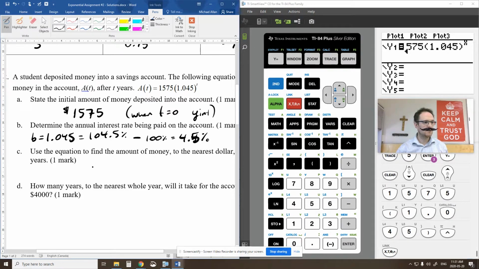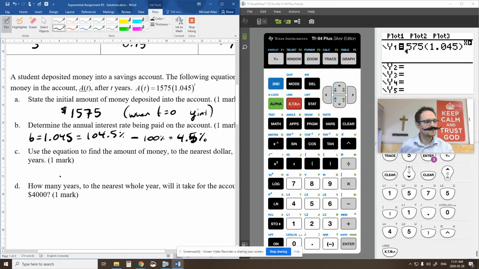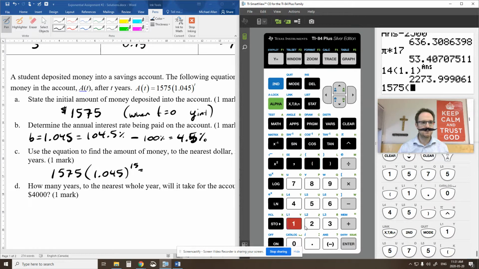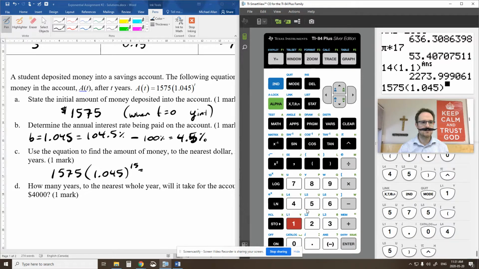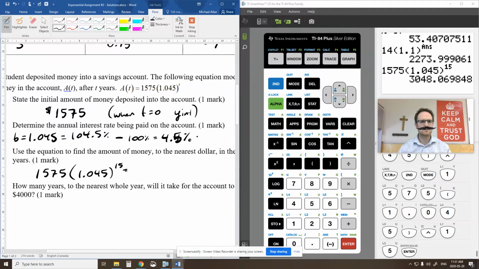Not bad so far. Use the equation to find the money to the nearest dollar after 15 years. So it says use the equation. I guess you could use the graph as well, but you just put down 15 years here, right? So 1575 times 1.045 to the power of 15. After 15 years, oh, he's got double his money pretty much. To the nearest dollar, so that's just no decimals there.